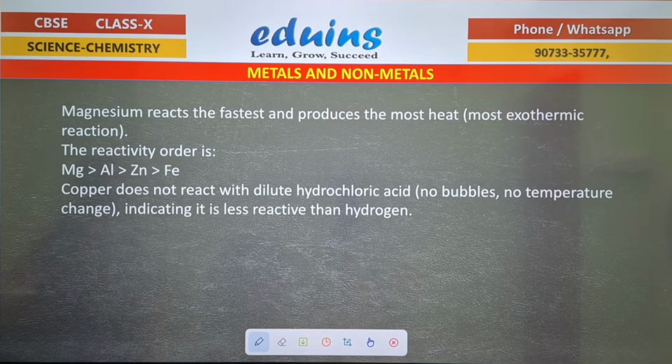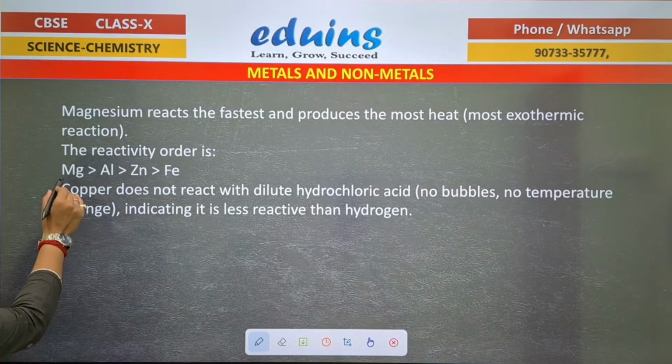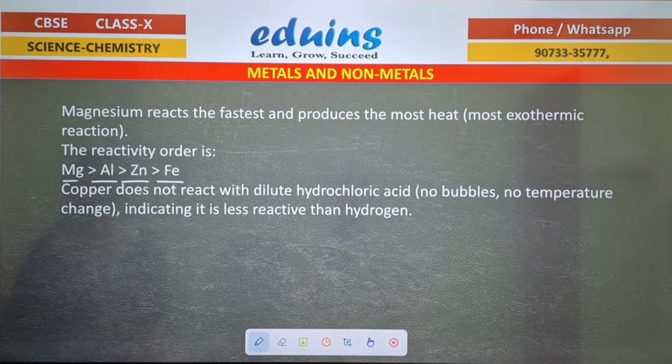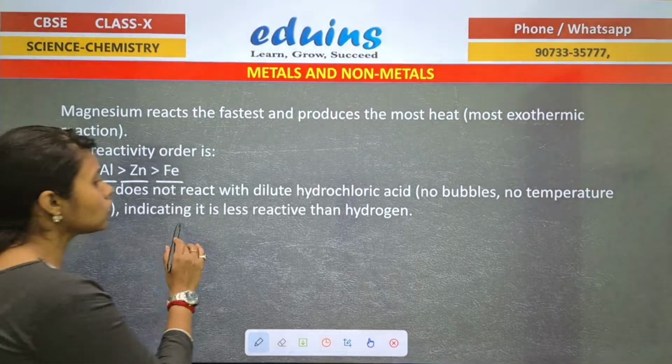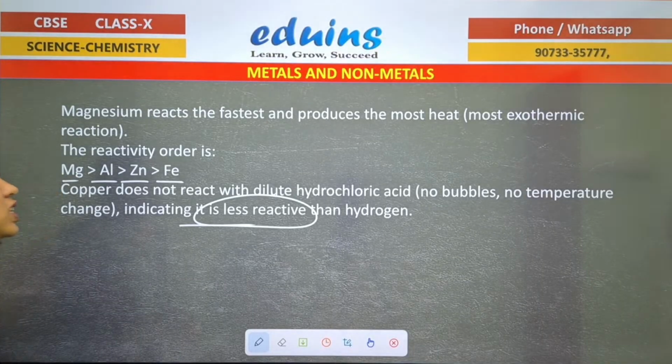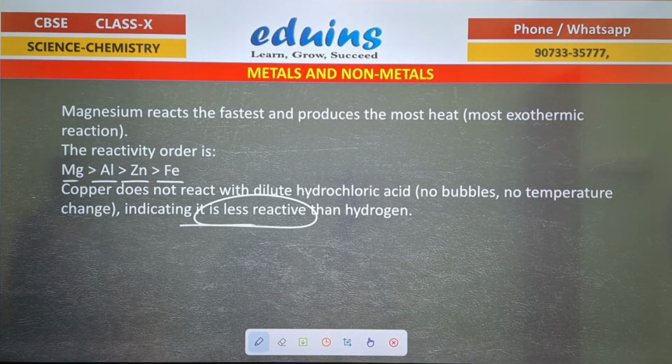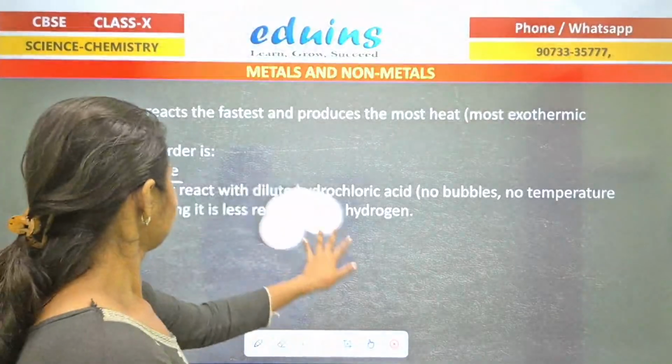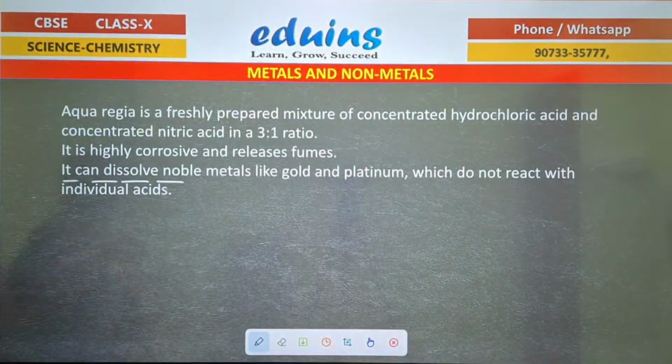That is the most exothermic reaction. And the reactivity order is magnesium, aluminium, zinc and iron. Now copper does not react with dilute hydrochloric acid. No bubbles, no temperature change, indicating it is less reactive than hydrogen. So we are close to the reactivity series. So it is less reactive than hydrogen. Those are the conclusions of the reactions.